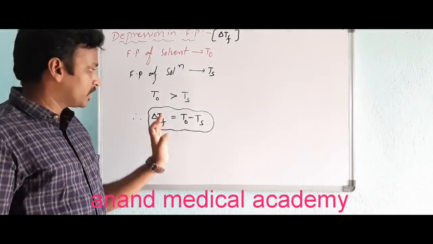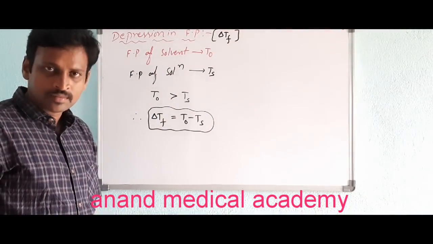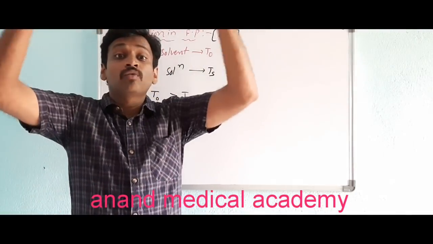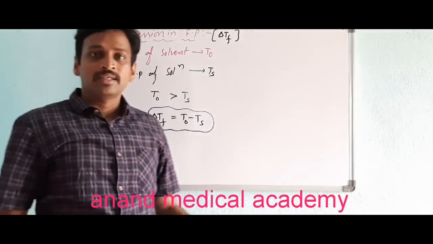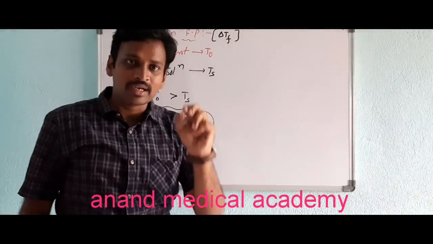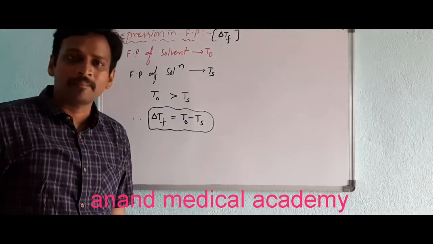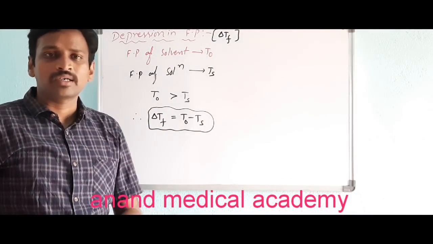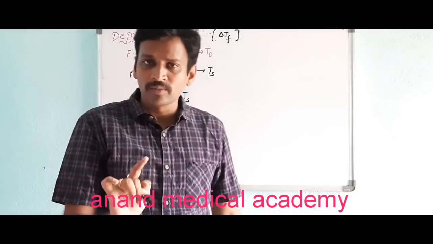For freezing point, T0 is the bigger one, because freezing is easy when a non-volatile solute is present. Certainly solutions can freeze more easily than the normal solvent. Do one thing. You are at home now.